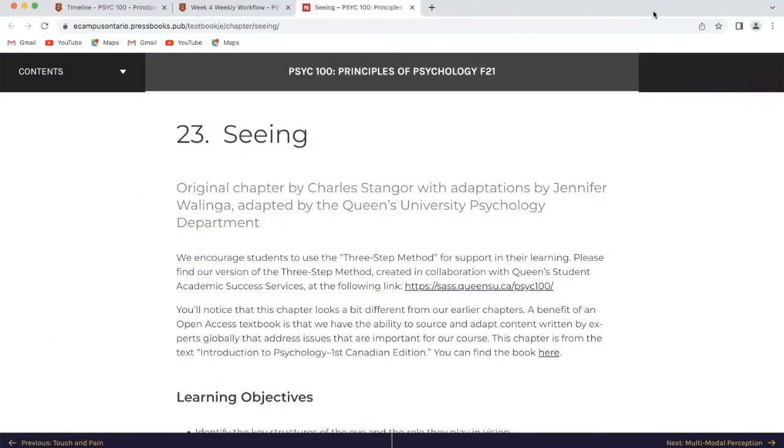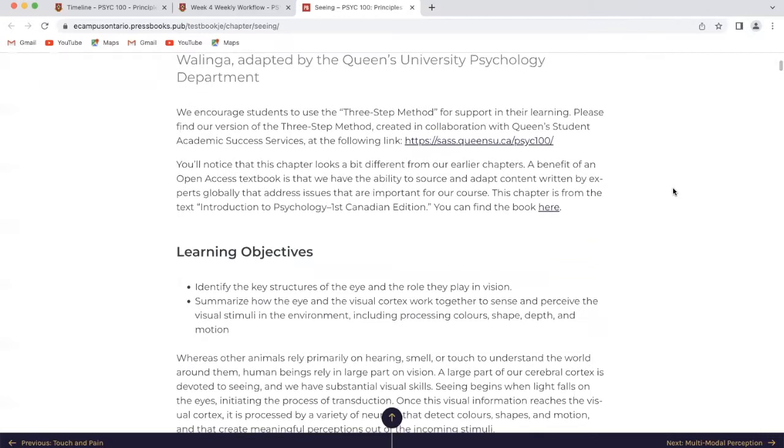This is open courseware, and there's a little excerpt in the beginning of this chapter. You'll notice this chapter looks a bit different from earlier chapters. This chapter is from the text Introduction to Psychology, first Canadian edition, versus the other chapters in the past, which were adapted from the NOBA project. But they all have hyperlinks. It's open courseware, so we're good to go.